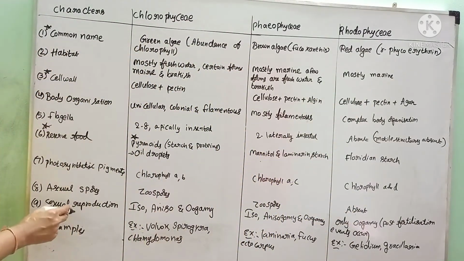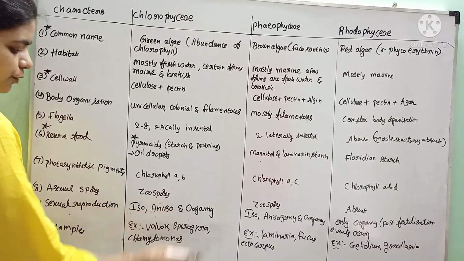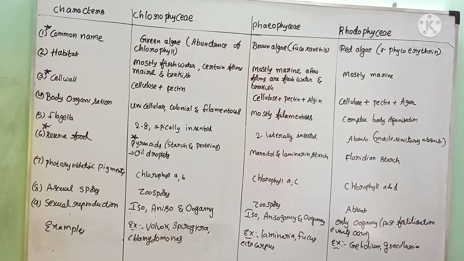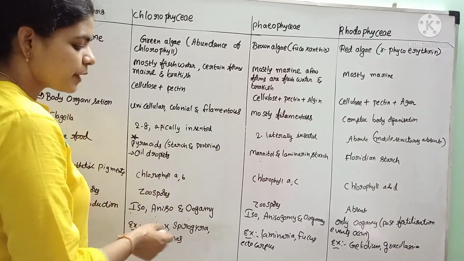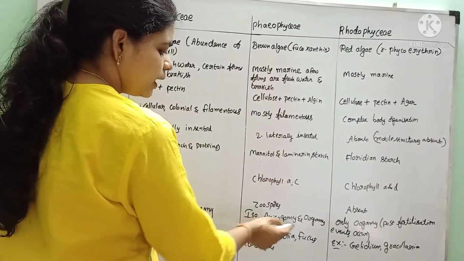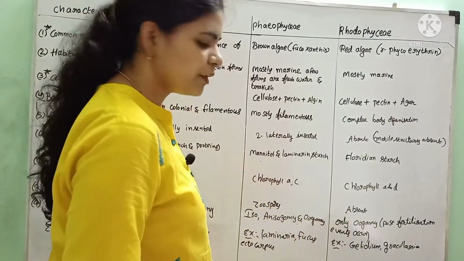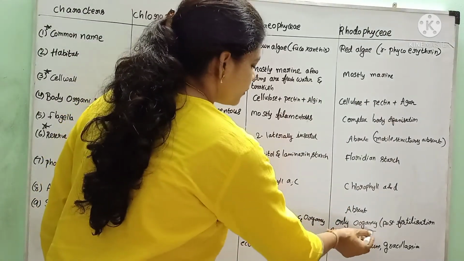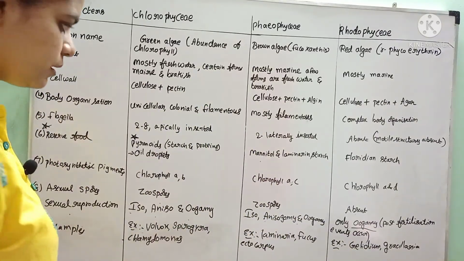And sexual reproduction in Chlorophyceae is by means of isogamous, anisogamous and oogamous types of reproduction. In Phaeophyceae, same as Chlorophyceae members, the sexual reproduction may be isogamy, anisogamy and oogamy. And in Rhodophyceae, isogamy and anisogamy are absent, only oogamy takes place, and post-fertilization events also occur.